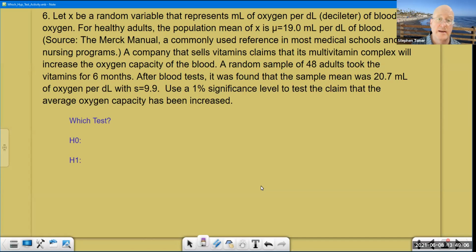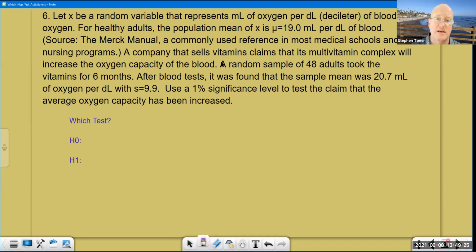Let X be a random variable that represents the milliliters of oxygen per deciliter of blood. And for healthy adults, the population mean of this variable is mu equals 19.0 milliliters per deciliter of blood. And that comes from the Merck Manual.